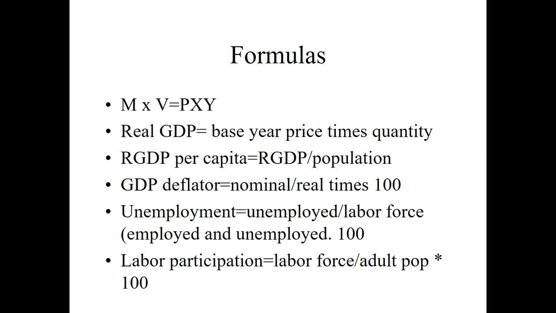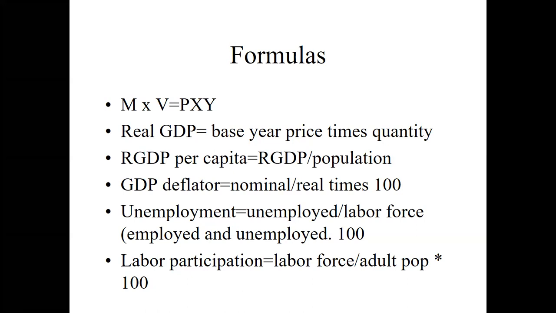All right, I talked about real GDP per capita. It's the best indication of productivity, all right? Because it's not that we make a lot because we have the most people, but how much do we make per person. So it's real GDP divided by population. GDP deflator is, and I'll talk about the CPI index later, a way to determine inflation. So it's nominal over real times 100. Nominal GDP over real GDP times 100.